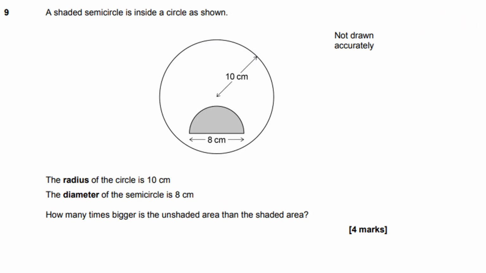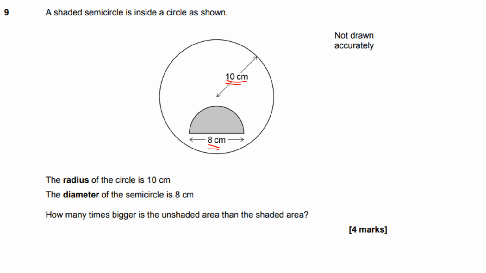Right, question number 9. A shaded semicircle is inside a circle as shown here. So we've got, this is not drawn accurately, guys, so you're not going to just try and measure stuff and find out some answers. The radius of the circle is 10 centimeters as shown here, and the diameter of the semicircle is 8 centimeters as shown here. How many times bigger is the unshaded area than the shaded area? So we're going to have to find out the shaded area first, unshaded area, and we'll find out how many times it is bigger than the other one.